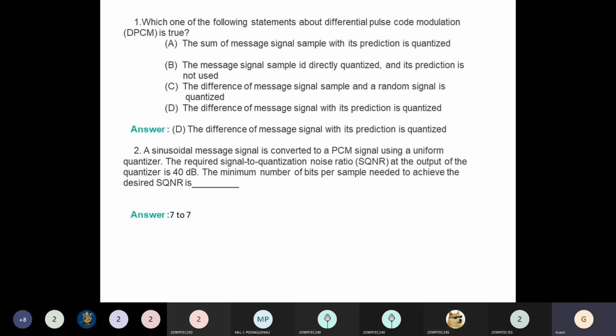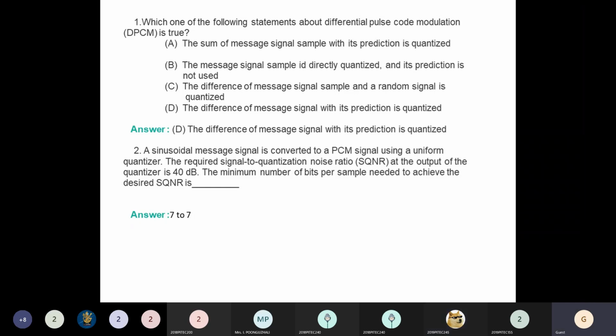The second one: a sinusoidal message signal is converted to a PCM signal using a uniform quantizer. The required signal to quantization noise ratio, SQNR, at the output of the quantizer is 40 dB. The minimum number of bits per sample needed to achieve the desired SQNR is. So, what is that?